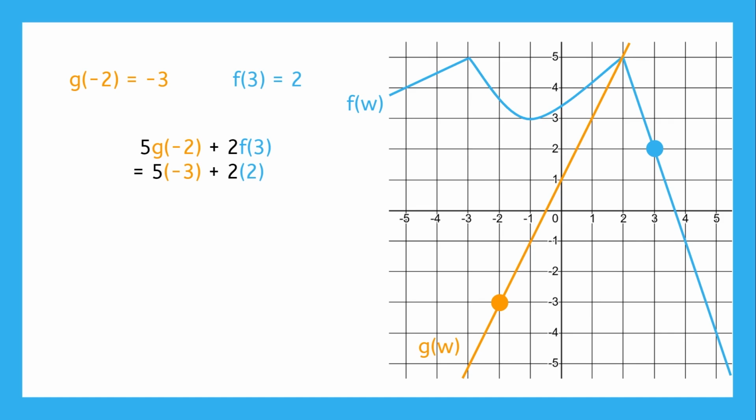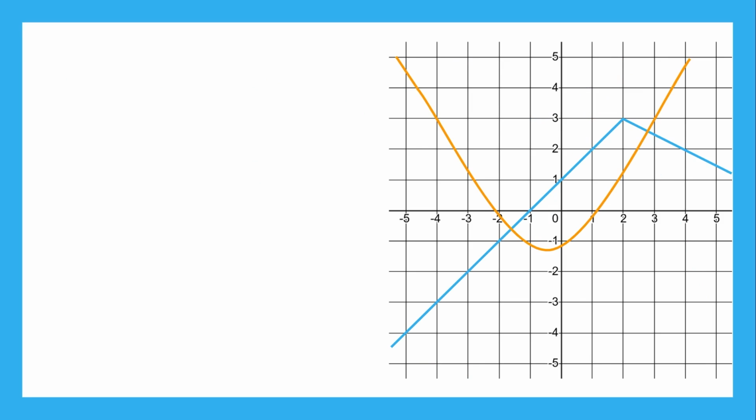Now that we know those two values, we can simplify. 5 times -3 is -15, and 2 times 2 is 4. And if we add those together, we get -11. The names of the functions don't really matter except for knowing which one is which.